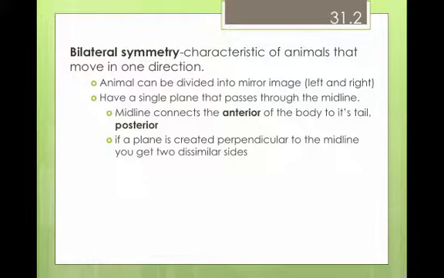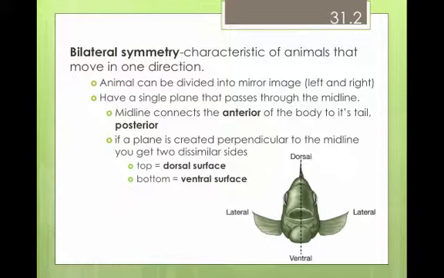Basically, if you take a fish that's facing you and you make it so that it's facing right or left, and you cut it in half, you would have a tail end and a head end, and those are not symmetrical. The top would be the dorsal surface, and the bottom would be the ventral surface. So if you took a fish and sliced it in half horizontally, the top would be your dorsal surface and the bottom would be your ventral surface.